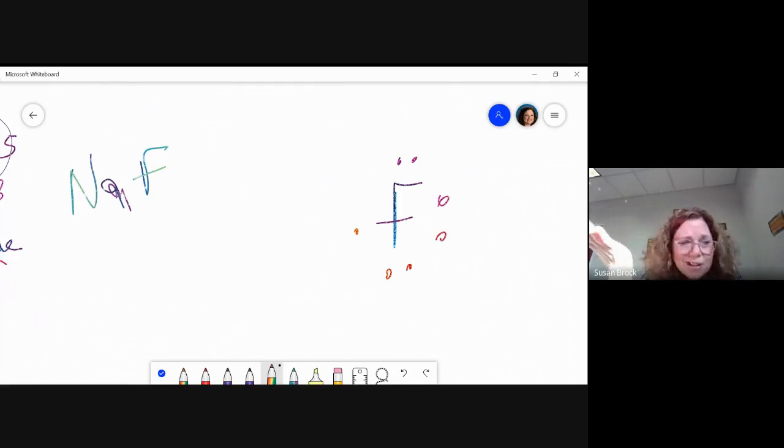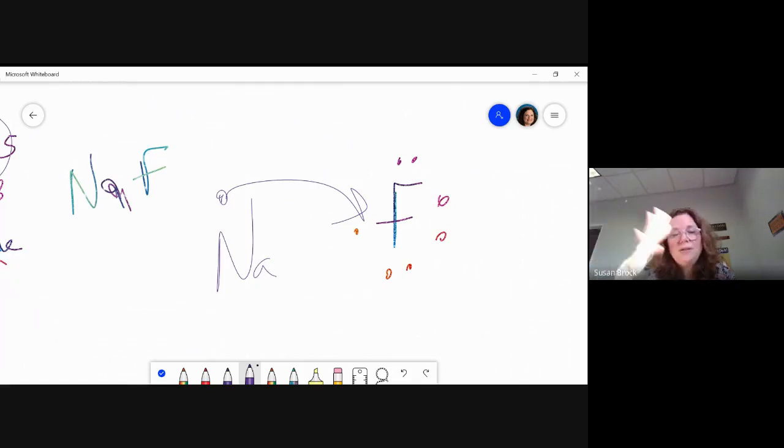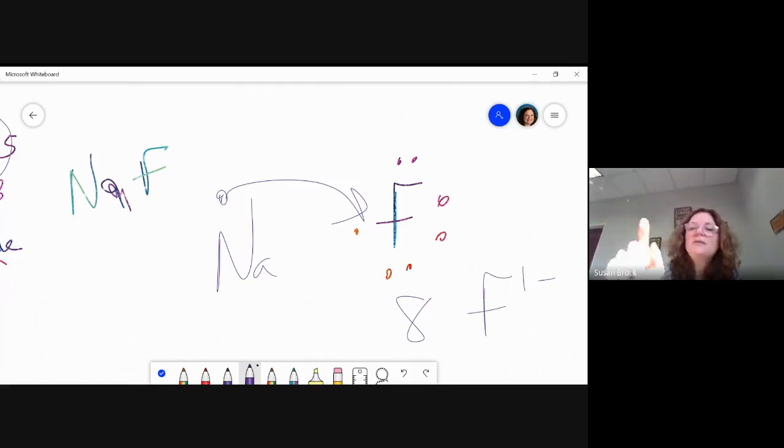So those are the only ones that really count, instead of drawing all those rings. And then sodium has 1 valence electron. So sodium's the metal. It gives the valence electron. Well, it doesn't give it. Actually, fluorine takes it from sodium and adds it to this. So fluorine will now have 8 and have a charge of 1 minus.